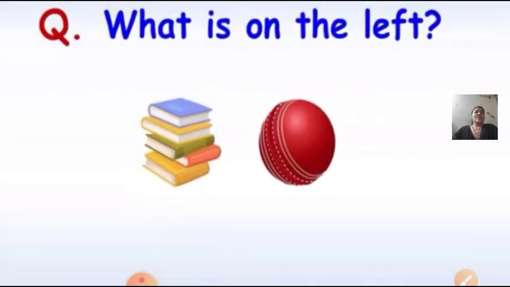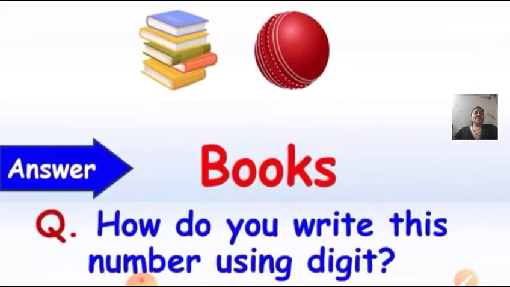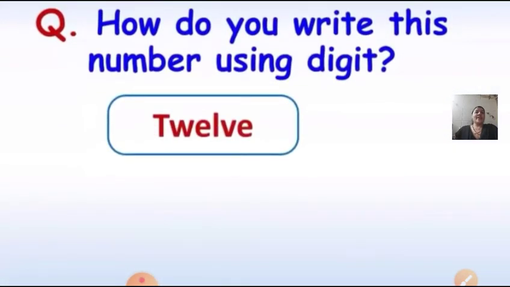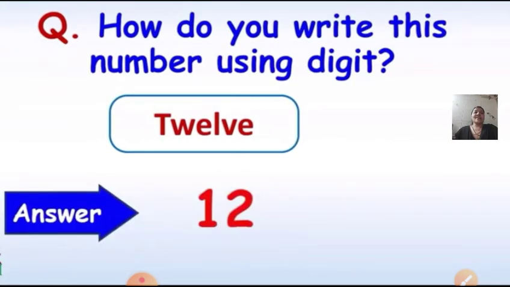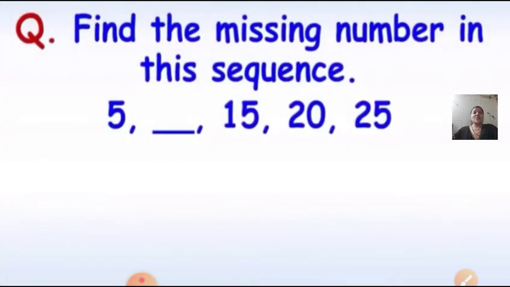Now, what is on the left? Teacher has already taught you left and right. See, the left hand side, what you can see? Yes, books. Books are on the left side. Now, how do you write this number using digit? You have to write the given number in digit. How will you write? Yes, this is the correct answer. Very good. Now children, see the another question.